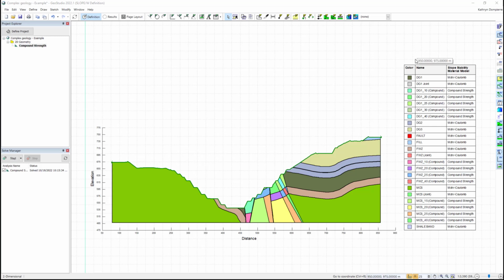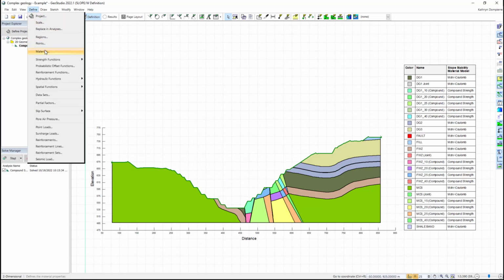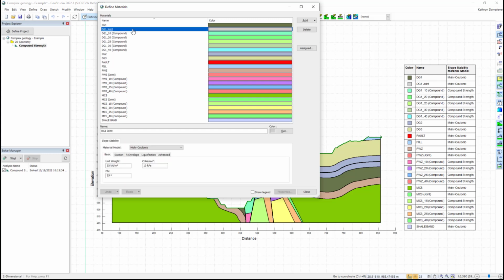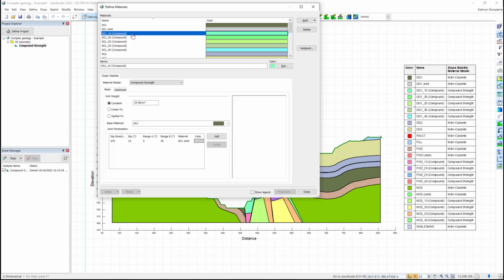many different materials. The project geologist identified many joint sets for these various materials and tested their resistance in the laboratory. The materials created in Slope W reflect these measurements via the creation of various compound strength materials. For instance, the DG1 and DG1 joint materials are respectively used as the base and joints for the various DG1 compound materials. Each compound material includes the same base and joint materials, but with varying joint dips based on the field measurements. The same approach is used for the two other sets of compound materials, labeled FWZ and MCS.